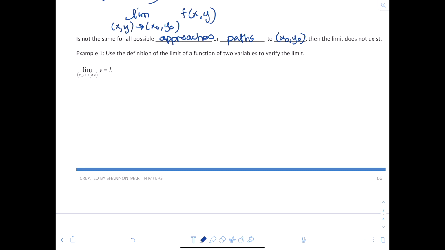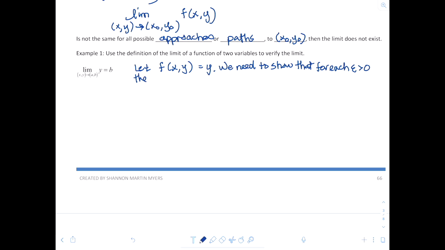So here we go. Use the definition of the limit of a function of two variables to verify the limit. So what all do we have to do? What is our function of x and y? Beautiful. Our function of x and y is just y, because that's what's inside the limit. So what's our evil plan? We need to show that for each epsilon greater than 0, there exists a delta neighborhood.